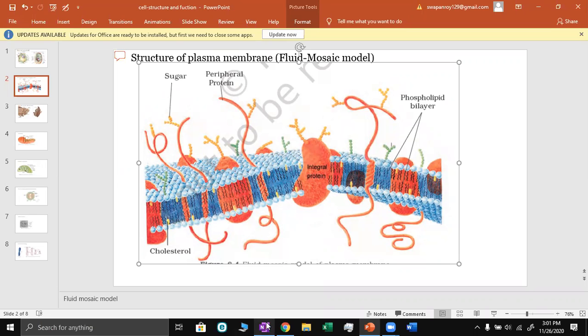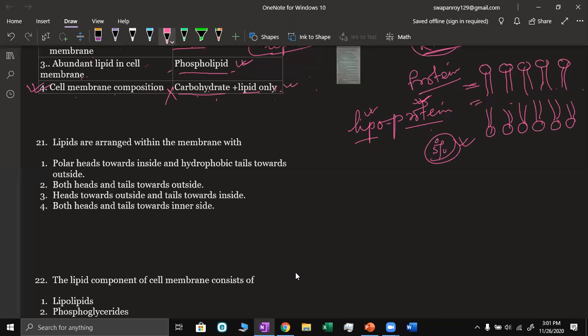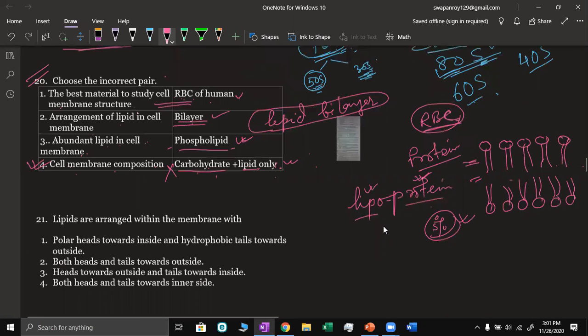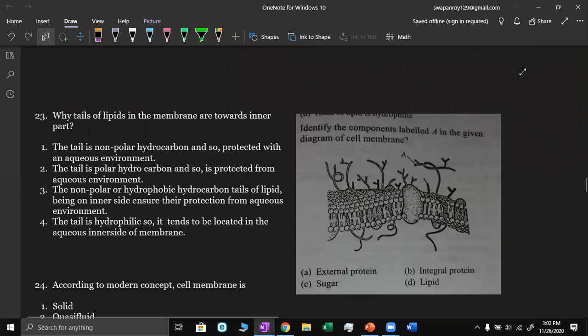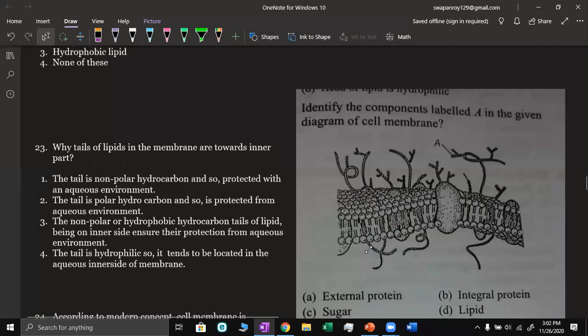Okay, I will show you another diagram which will be more clear. Yes, this one you see. This one is more clear.